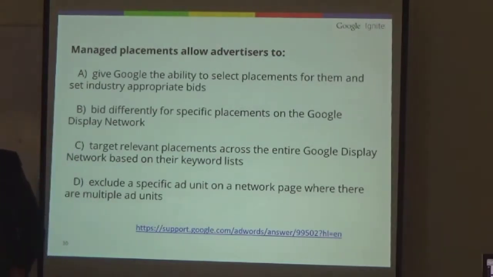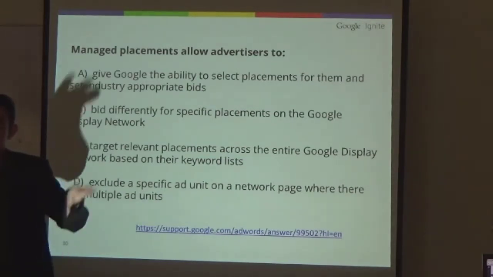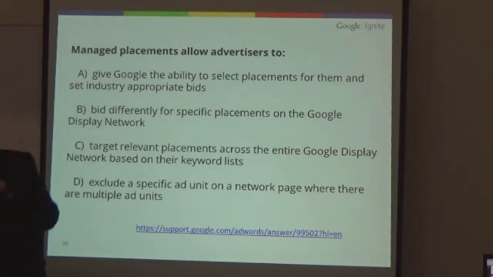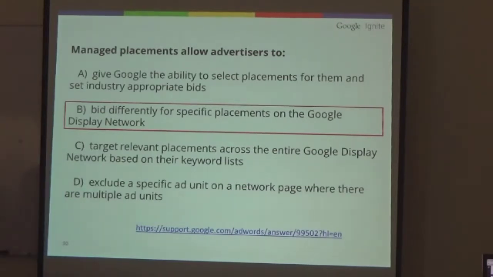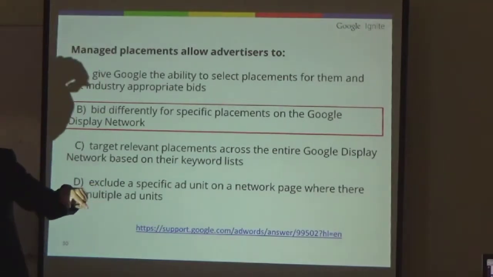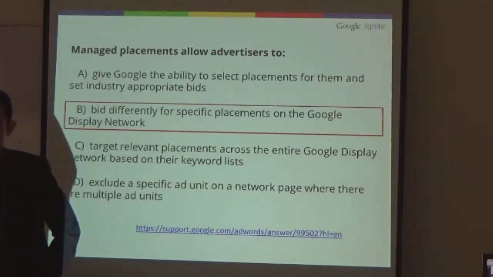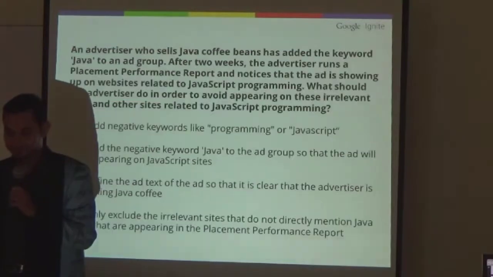How about D? Exclude a specific ad unit on a network page where there are multiple ad units. Well, they're very technical terms, right? But what it means here is you buy a certain ad and block the whole space to show your own ads. Let me give you the answer. You mark this on. The answer is B, bid differently for specific placements. In fact, this is the same thing written in your notes, I think on page 5 or 6, the page that talks about the different types of placement, the automatic, the managed, and also the negative placements. So you are able to bid differently for specific placements on GDN.